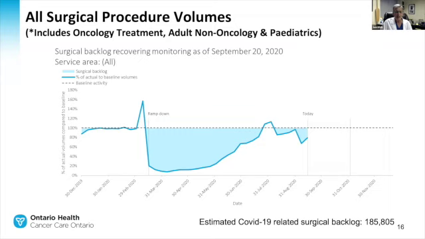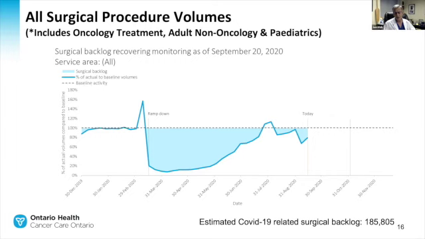As you can see, this is the percentage of volumes that continued after June, July, and August and up to September 30th. And you can see that, again, as long as we're below the 100% historical number, we are not clearing the backlog. And in fact, the backlog continues to accumulate. So in fact, the estimated COVID-19 related surgical backlog is now 185,000 patients and will continue to accumulate until we reach the 100% and will not reduce until we surge past the 100% historical volume rate.